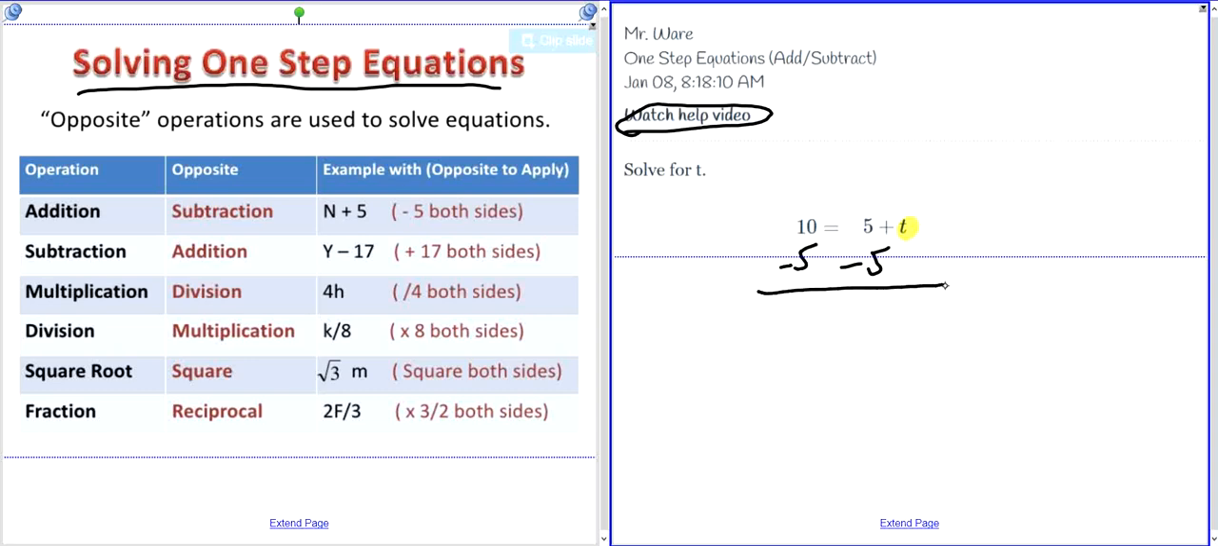So you can go ahead and draw a line here and do this exact operation. Because 5 minus 5 is going to get us 0, and 0 plus t is going to be t. Now 10 minus 5 is going to get us 5. So we know that 5 plus 5 equals 10. Our answer is 5.